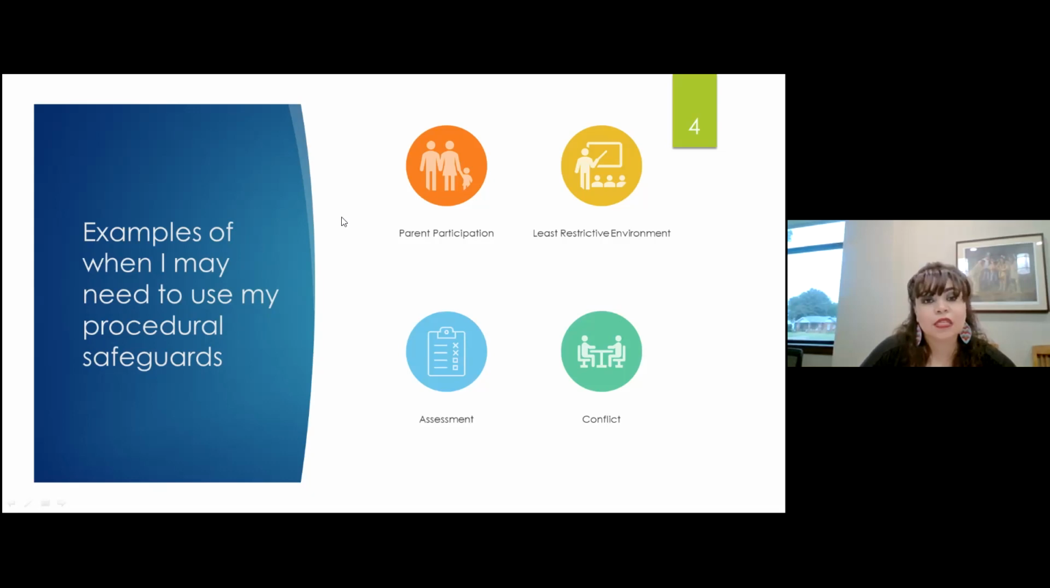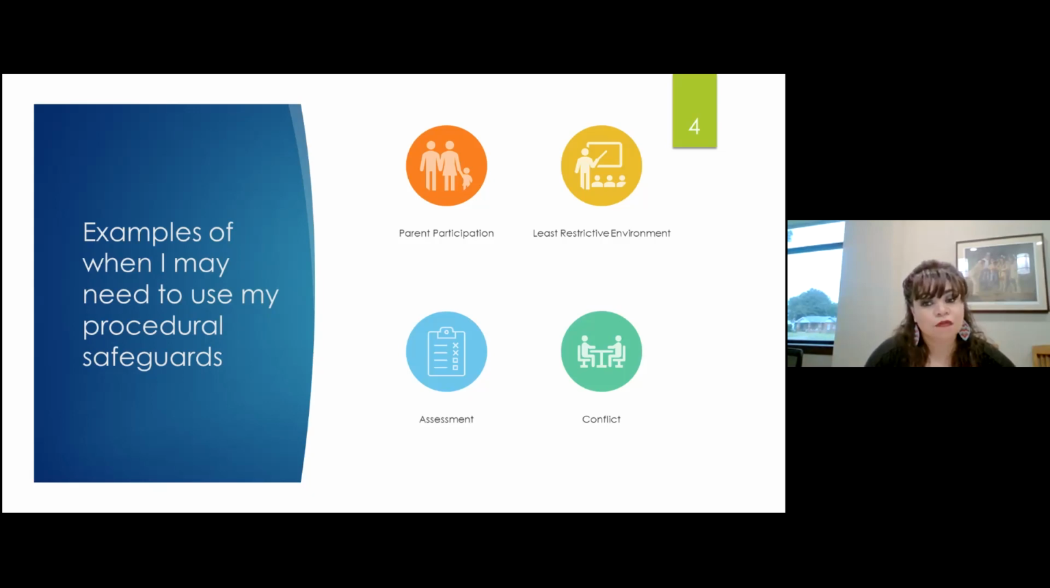Then assessment. So if you have noticed that your child is regressing in certain areas and that you would like an assessment done, or the assessment is not current, you would be able to request an assessment. And if the school is not wanting to do that assessment, you would be able to also then use a procedural safeguard to have that assessment either considered or have the assessment be an outside assessment where maybe the assessment the school did not show the areas that you suspect are impeding your child's education.